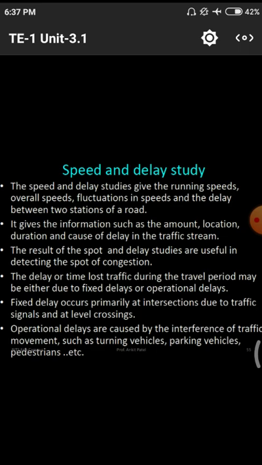Next one is the delay or time lost. It means the delay to traffic during the travel period may be due to either fixed delays or operational delays. So we have two kinds of delays. First one is the fixed delay, second one is the operational delay. What is a fixed delay? Without any problem with our vehicle, we simply move with a fixed delay. For drinking, smoking, and eating purposes, we delay our journey by a few minutes.